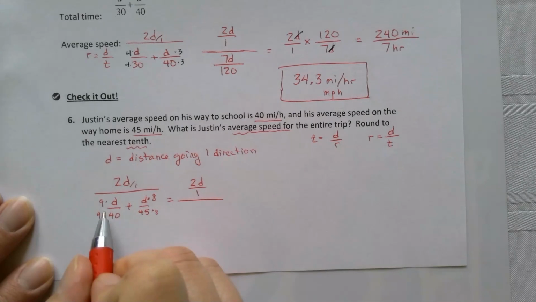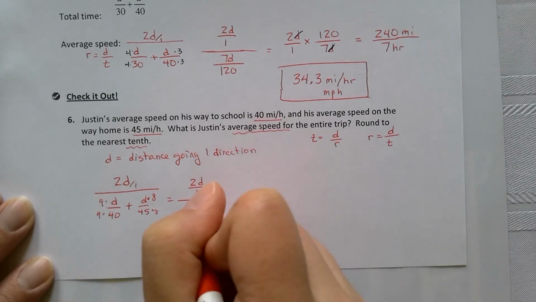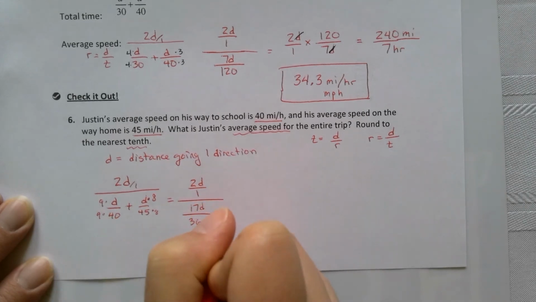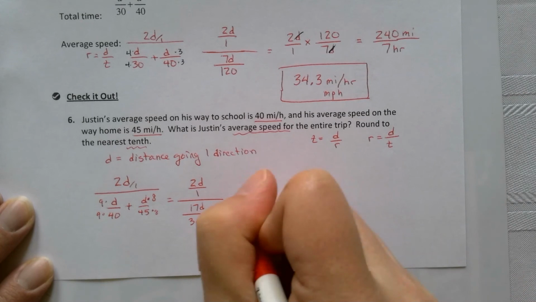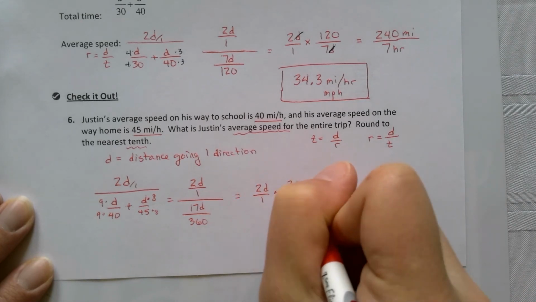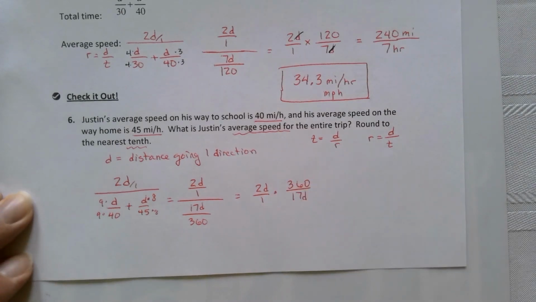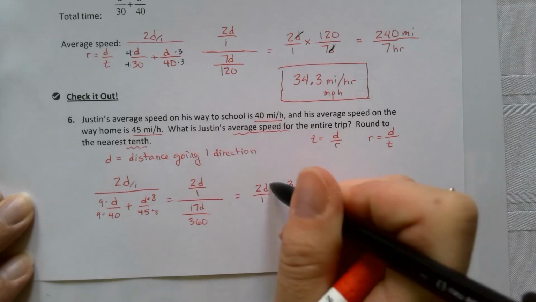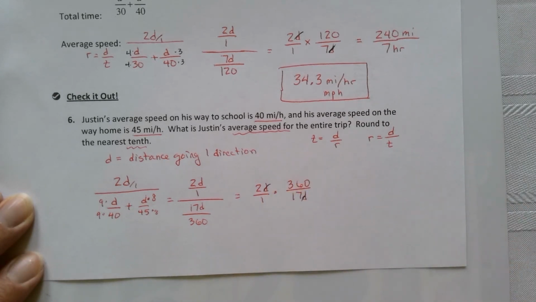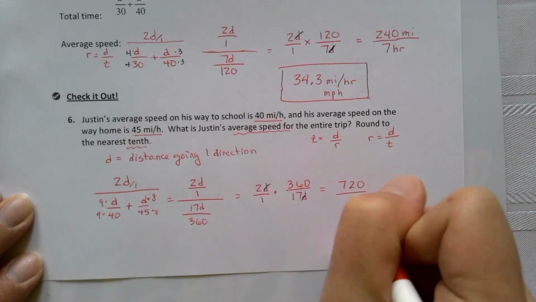So in the top, I get a 9D plus an 8D, so I get 17D, and my common denominator is 360. And so there you have it. I would keep this 2D over 1, and I'd multiply by 360 over 17D. The only thing that's going to cancel out here is the D. The 2 and the 360 are in the top, so I'm stuck with that. And so that gives me a 720 on the top and a 17 on the bottom.